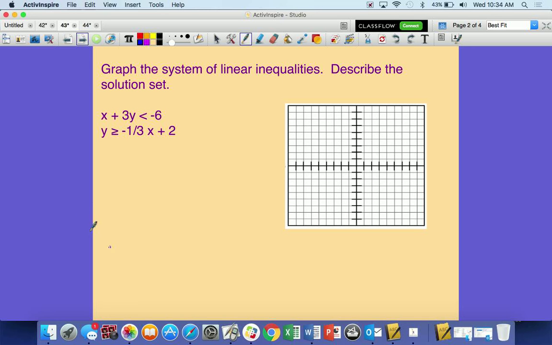And what most of you are doing now is you're putting this into slope-intercept form. So if we work with our first one here, we've got 3y less than -x minus 6, and then you're going to divide everything by 3. So we've got -1/3 x minus 2. And then you graph that out. So our y-intercept is -2, and our slope is -1/3. So that means we go down 1 and over 3. Down 1 and over 3. Alright, and we draw that line in there.